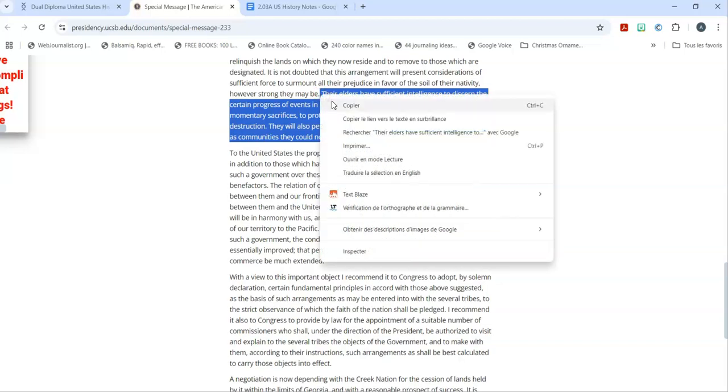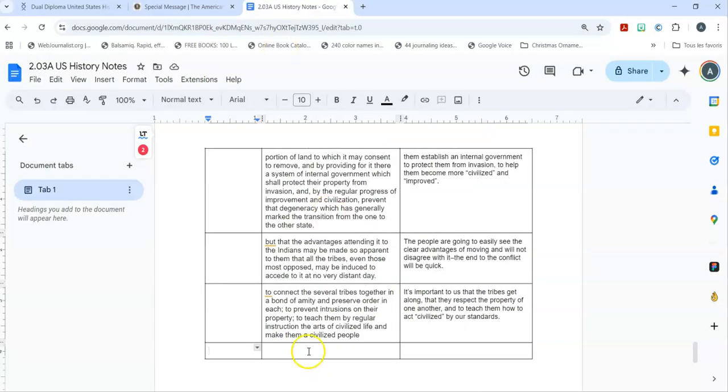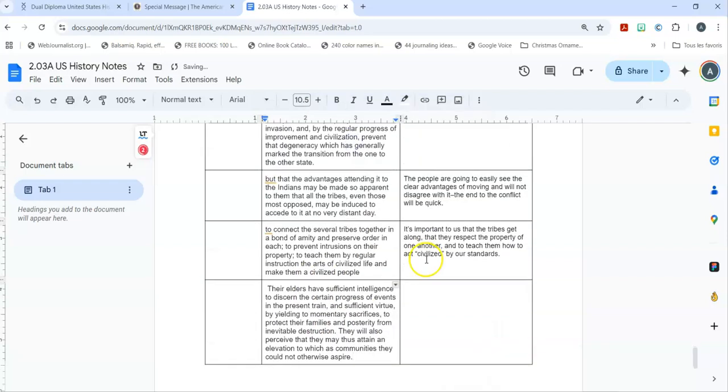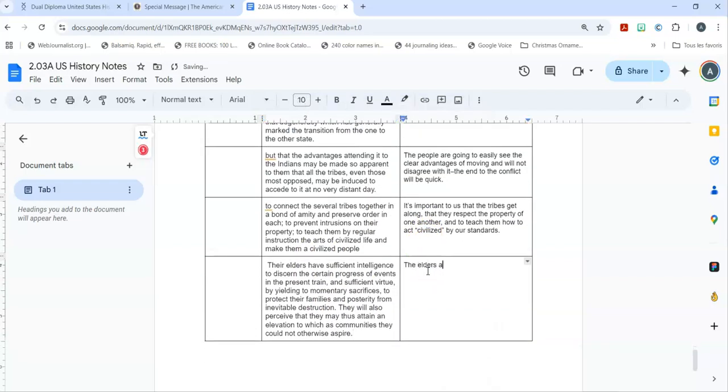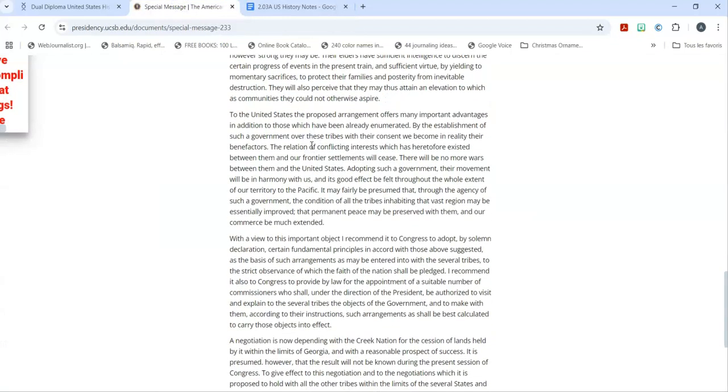So he's saying their elders are very wise, and they know it's for their best interest to do what we're saying. And know that if they sacrifice now, their families will be prosperous and will avoid destruction. They will also improve their social standing that they could not otherwise improve. So he's saying it's going to be so good for them. They're going to love it.